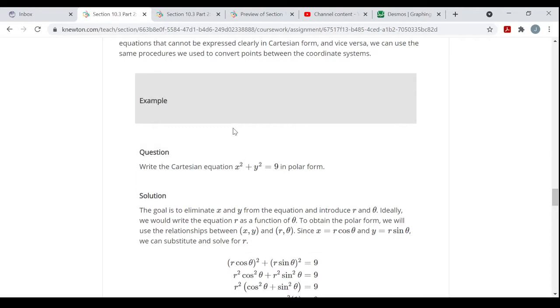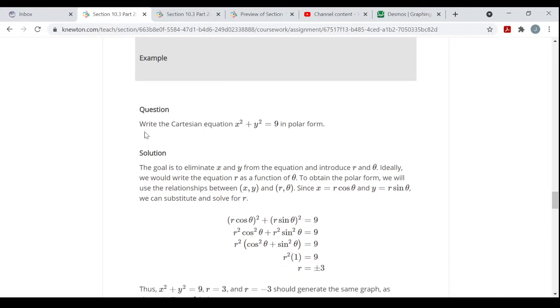So look at their example. You write the Cartesian equation. You see it's an x and y: x squared plus y squared equals 9. A quick way to do this would be to remember that relationship that x squared plus y squared is equal to r squared in polar. So you have r squared equals 9, meaning that r could be positive 3 or r equals negative 3.